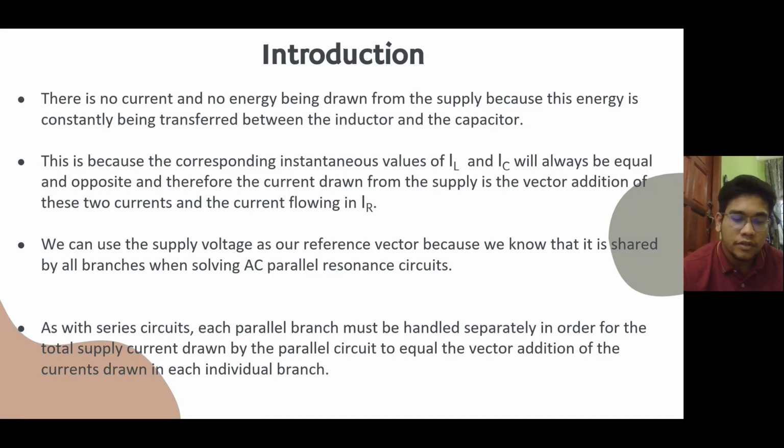Based on the circuit shown just now, there is no current and no energy being drawn from the supply because this energy is constantly being transferred between the inductor and capacitor. This is because the corresponding instantaneous values of current at the inductor and current at the capacitor will always be equal and opposite, and therefore the current drawn from the supply is the vector addition of these two currents and the current flowing in IR. We can use the supply voltage as our reference vector because we know that it is shared by all branches when solving AC parallel resonance circuits.